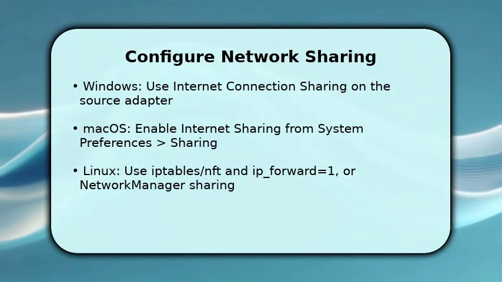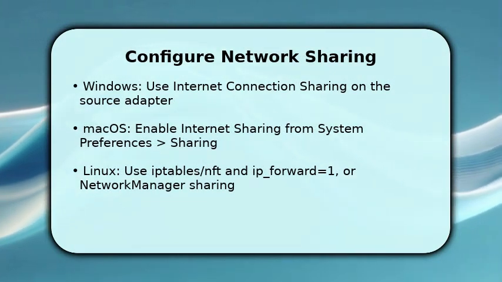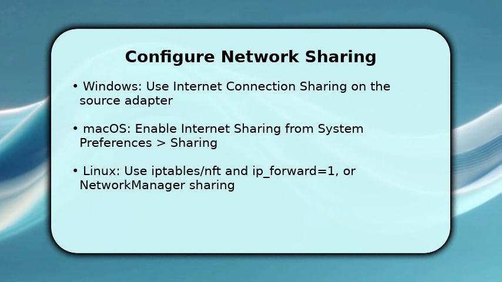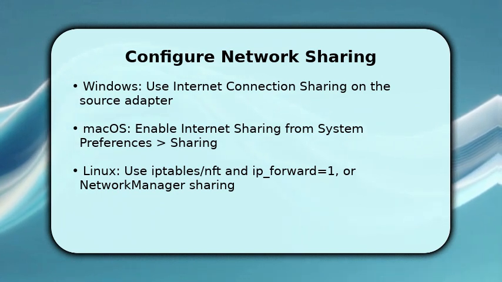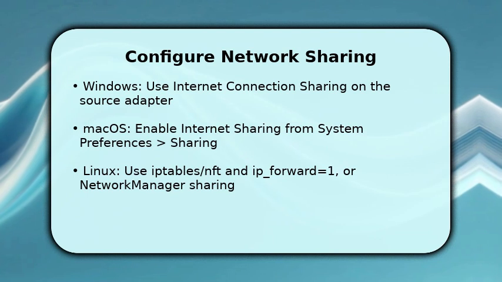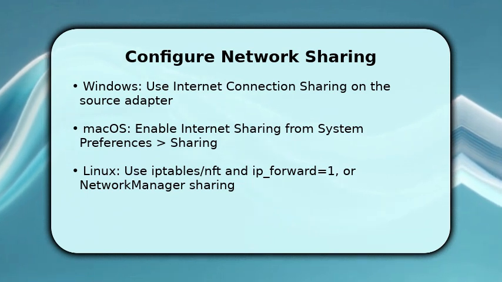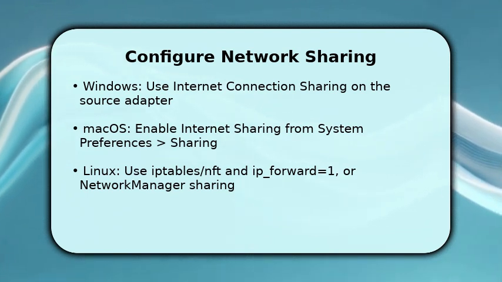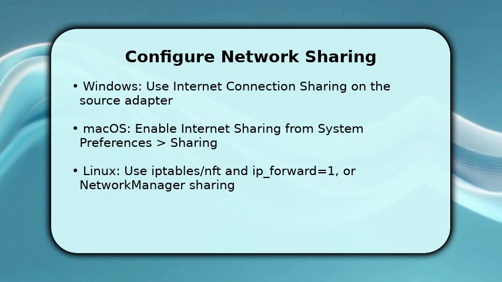Now you configure sharing on the host so the target receives routed traffic. On Windows, enable internet connection sharing on the adapter with internet and select the USB adapter as the shared connection. On Mac OS, turn on internet sharing and choose the source and USB interfaces.